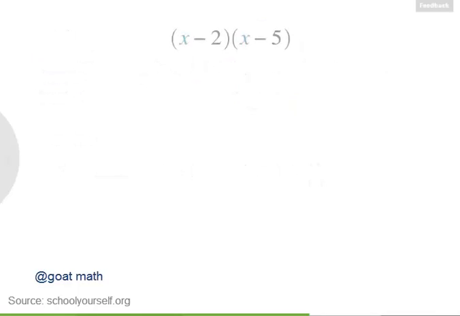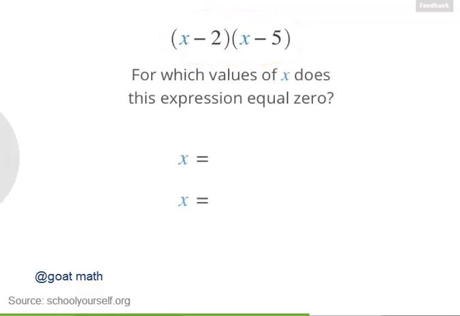Let's finish this lesson by looking at a factorization like x minus 2 times x minus 5 and asking the following question. For which values of x will this expression be equal to 0? There are two unique answers to this question. Take a minute to think about it and then enter your two answers over here.